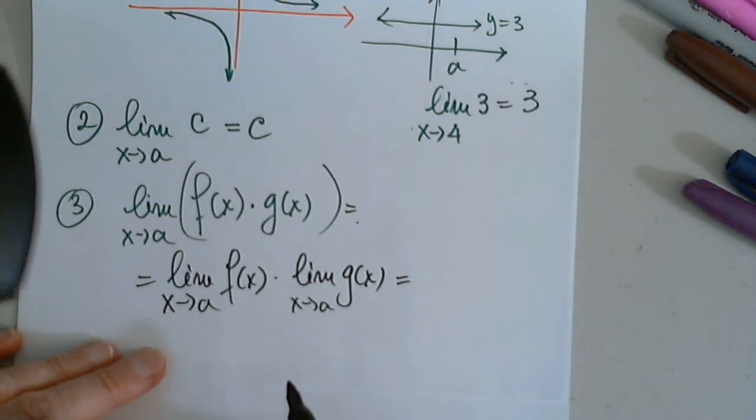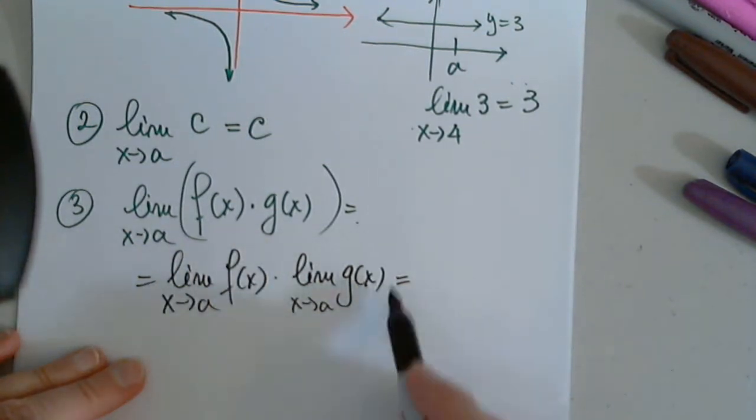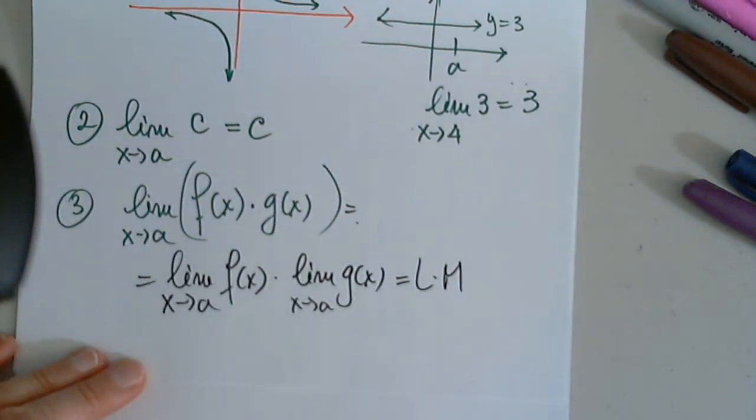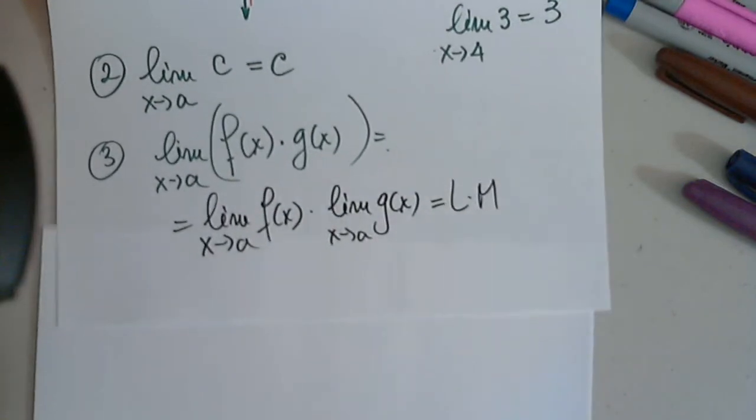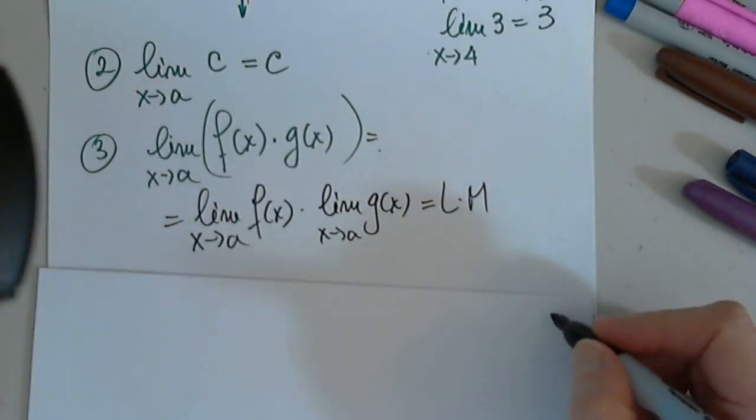Sorry, I was still writing down the second one. That's okay. I'm not sure. Well, we know that this is L, right? And this is M. So this is L times M, right? That's it. That's all you can do. You cannot do anything else. Good. So let's say I'm on page 4.